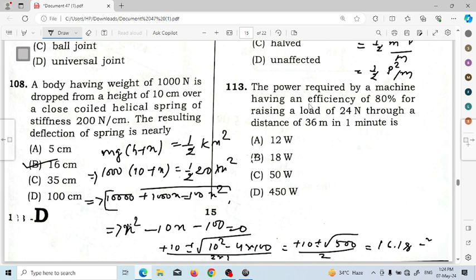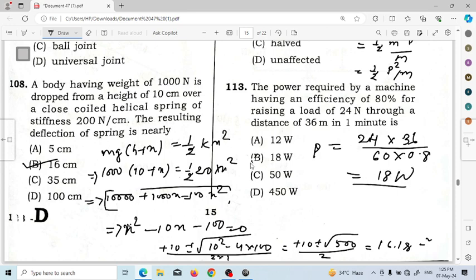Next, the power required by a machine having efficiency 80% for raising a load of 24 Newton through a distance of 36 meters in 1 minute. So the power will be 24 Newton into distance 36 meter divided by time, in minute given 60, divided by efficiency given 80%, 0.8. So calculating it, you can get the power in watt. So option B is the correct answer.